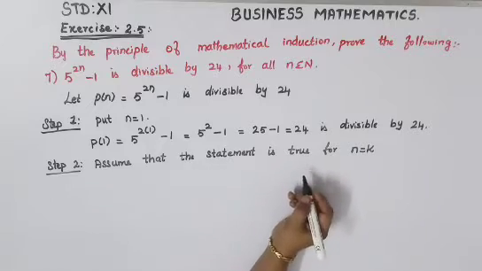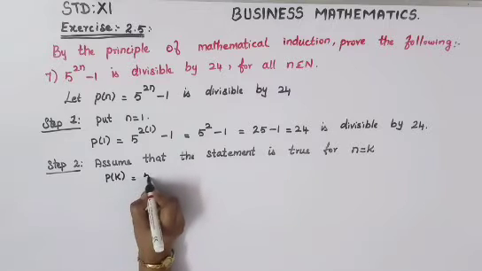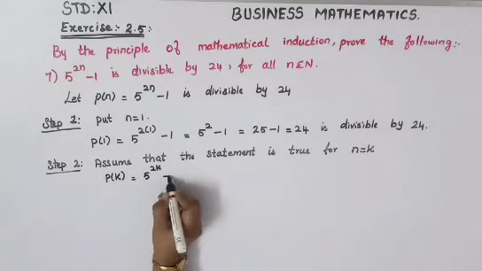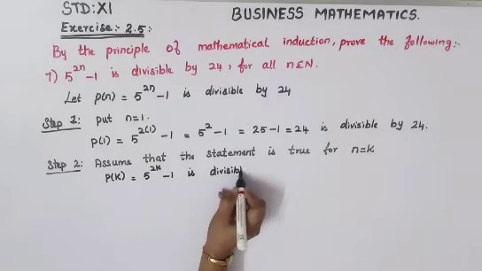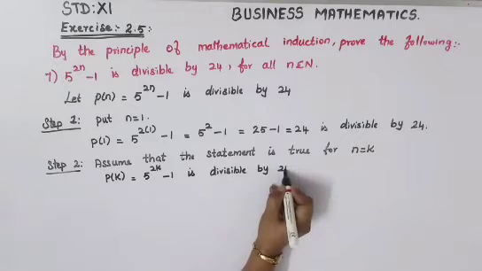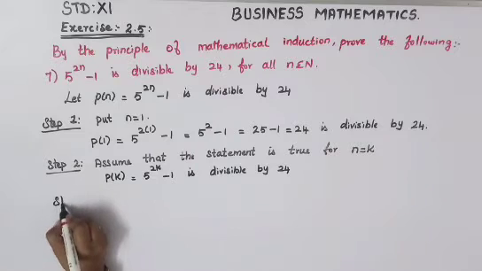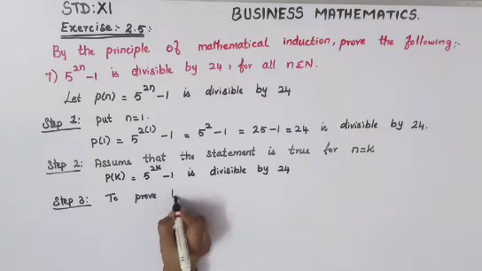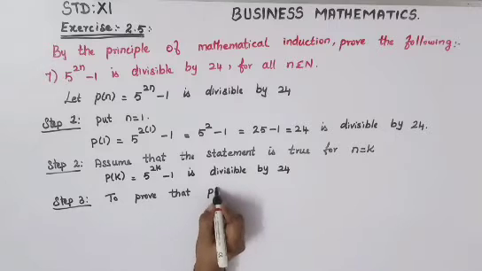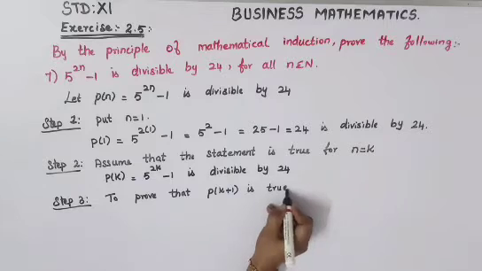Here we are not going to prove it. Wherever n is there, put k, okay. So P of k is equal to 5 power 2k minus 1 is divisible by 24. So you can declare the answer because we are assuming only, so you can declare the answer fully, okay. Step 3 is to prove that P of k plus 1 is true. So here you will have to prove it, okay.